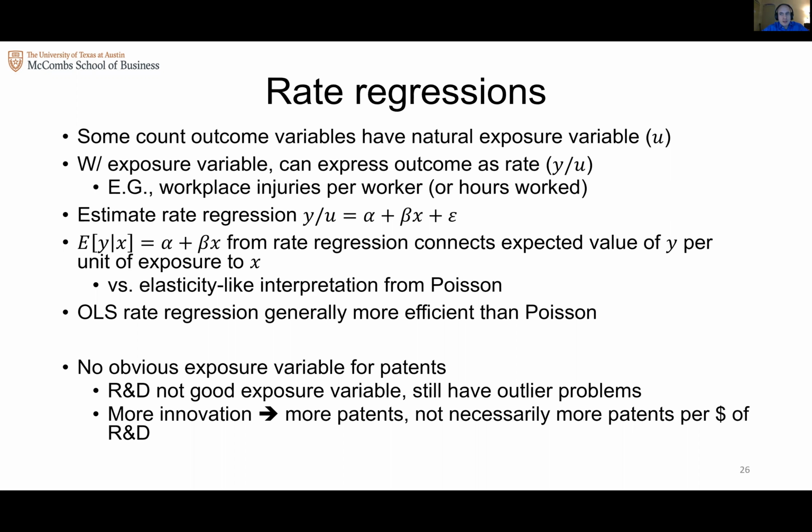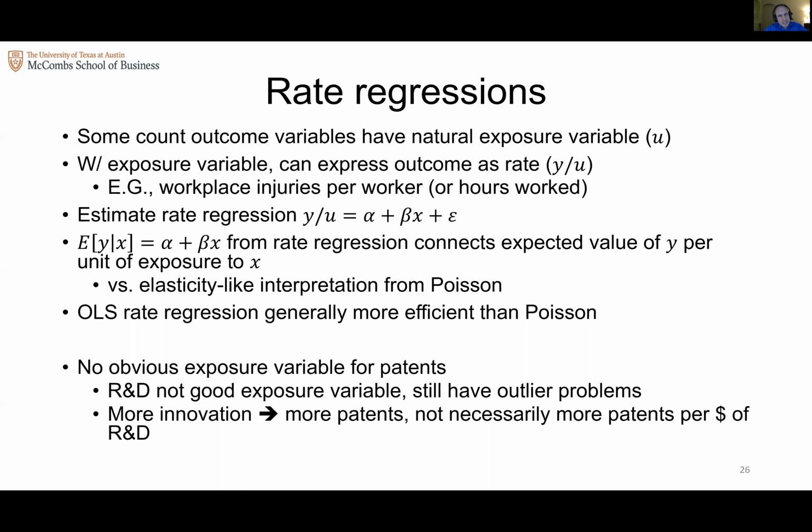So when it comes to something like patent data, I think from a prescriptive standpoint, we would say you can't really estimate good rate regressions, and Poisson regressions are probably going to be the best thing that you could estimate here.